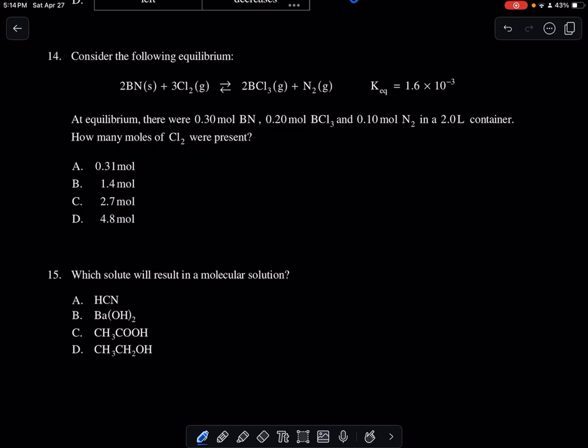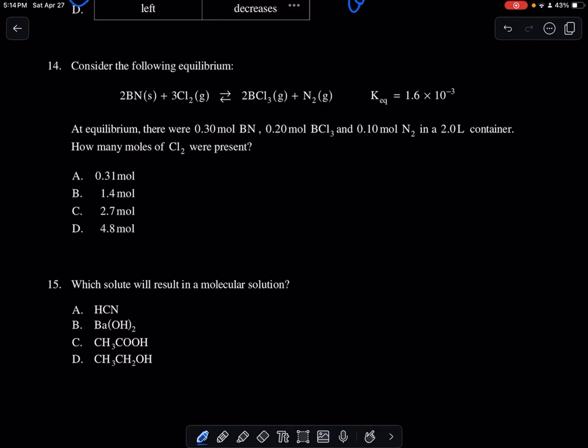Consider the following equilibrium. At equilibrium, there were 0.3 moles of BN, 0.2 moles of BCl3, 0.1 moles of N2 in a 2-liter container. How many moles of Cl2 were present? Okay, so let's have a look.